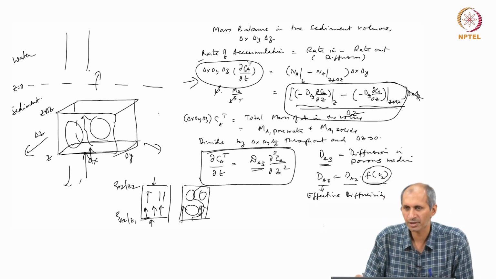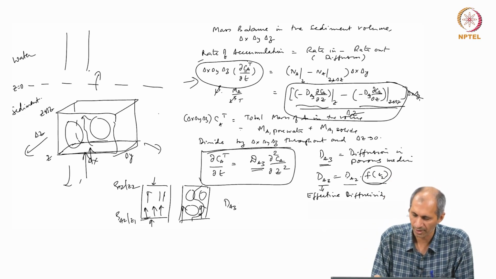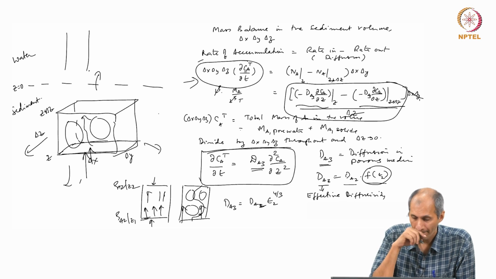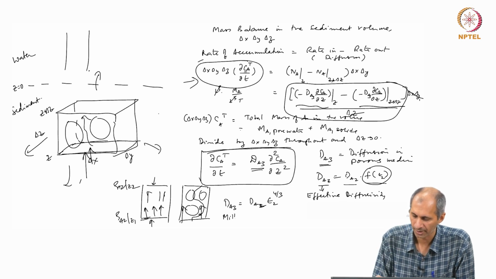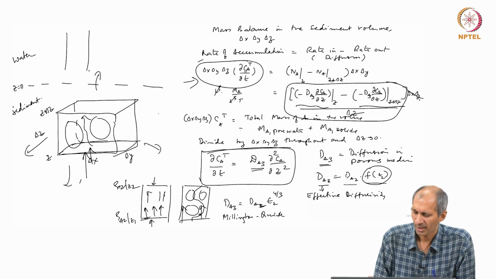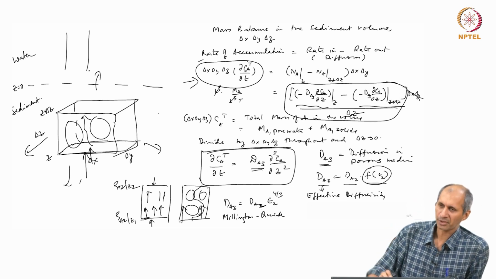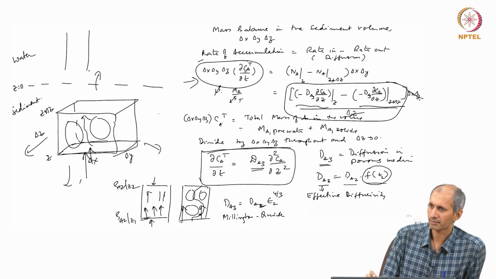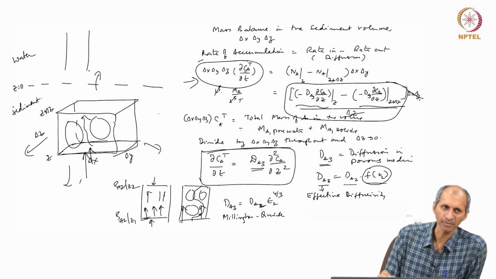There are different equations for that. For dA3, the very commonly used expression is dA3 is dA2 multiplied by epsilon 2 raised to 4 by 3. This is called Millington-Quirk's expression, a very old equation. But there are other equations, people dispute this equation and they do not like it because it makes some assumptions and it looks too simple.